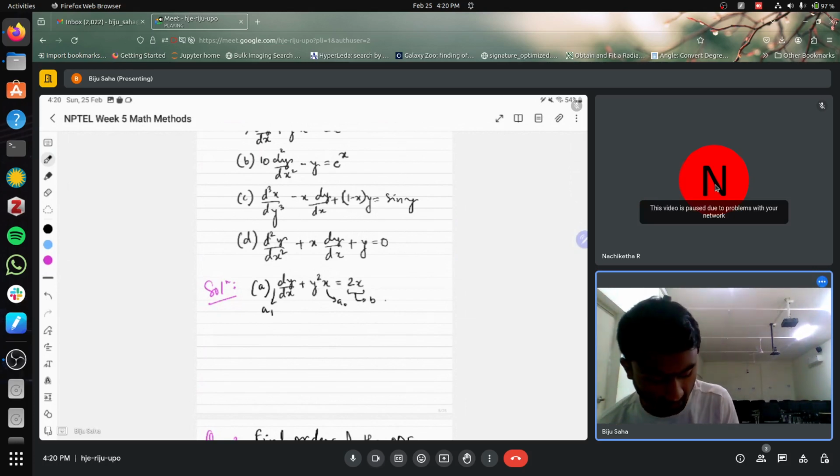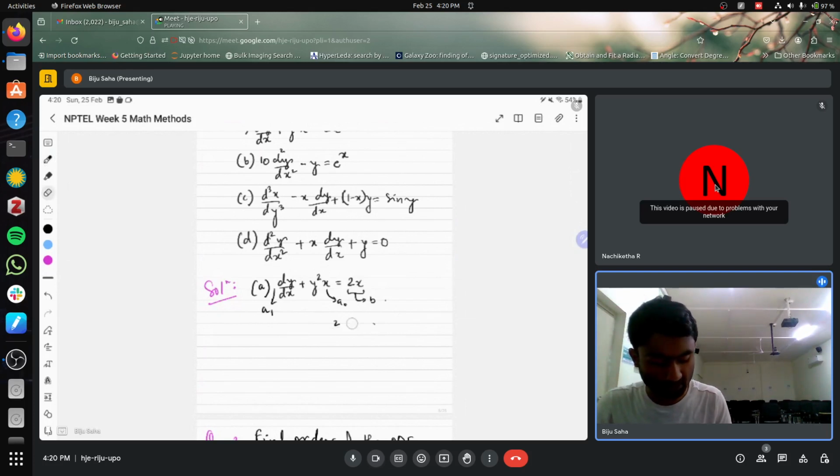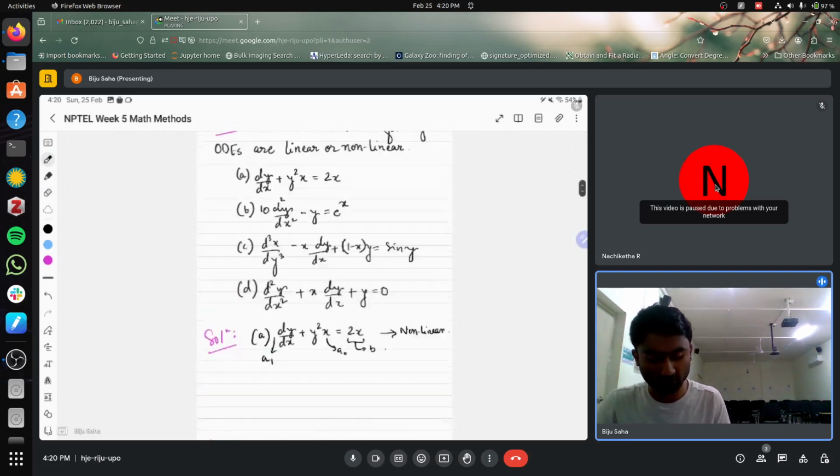Had this been something like dy by dx plus xy equal to 2x, then I could have claimed it to be linear. But now my y carries a higher power, that is y square, and that makes this equation non-linear. This is one possibility of an equation being non-linear. So my first equation is non-linear.